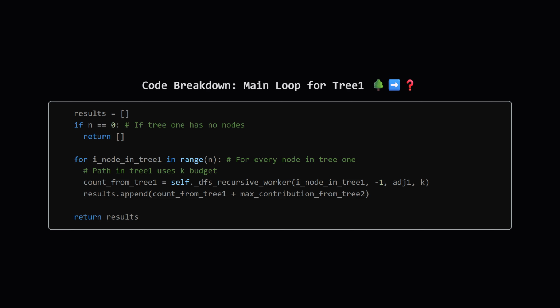Finally, we get to the main part for the first tree. If the first tree has no nodes, we just return an empty list. Otherwise, we loop through each i node in tree 1. For each of these, we use our DFS worker again, this time on the first tree's adjacency list, with the full distance budget. This gives us count_from_tree1. The answer for this i node is then count_from_tree1 plus the max_contribution_from_tree2 we calculated earlier. We add this to our list of results, and once we've done this for all nodes in the first tree, we return the complete list.